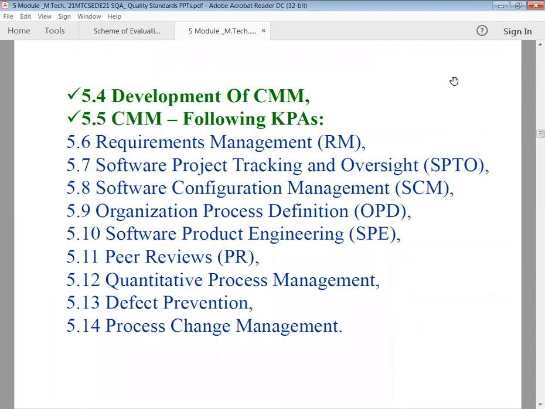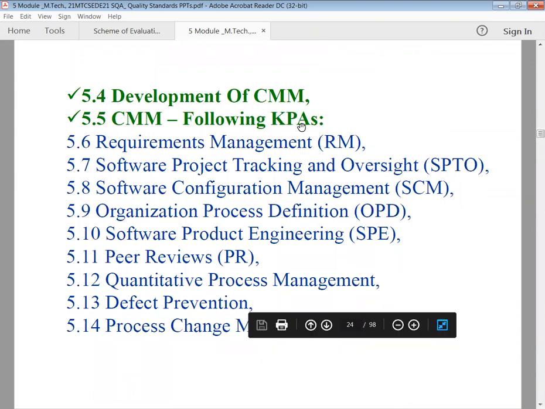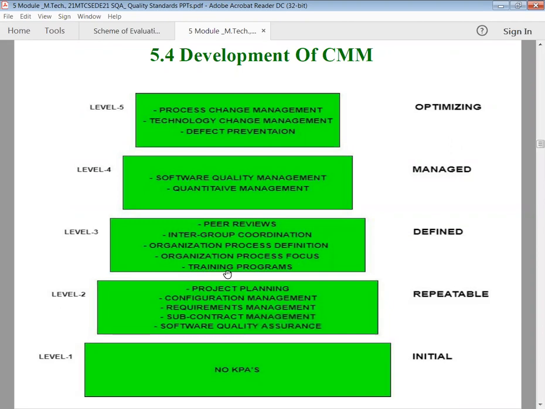So we are talking about the KPAs now, the key performance assessment techniques followed in CMMI. These are the initial stage, no KPAs. In the repeatable stage, we are focusing on planning, management, requirements, subcontract. In the defined level, we are giving importance to peer reviews, intergroup, organizational process focus, and training programs.